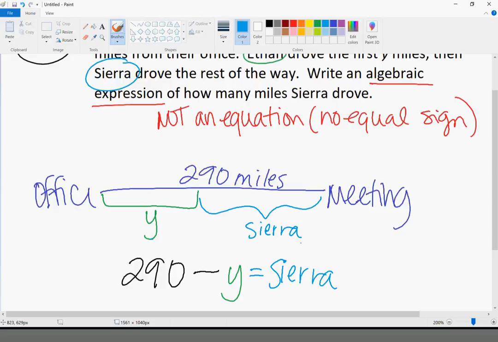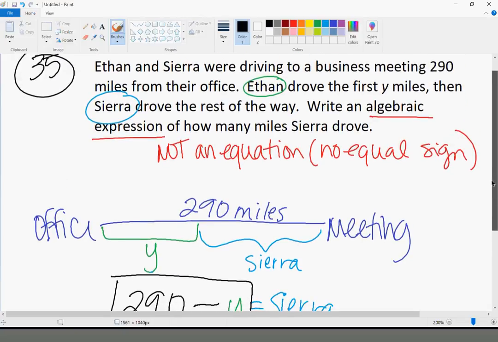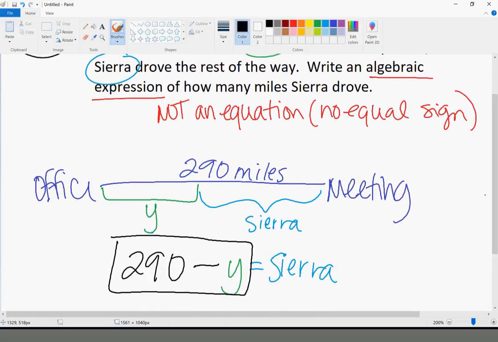But all they want is the expression of how many miles she drove, so all we need to write is this part. Okay? So the answer is 290 minus Y. That represents what Sierra drove. Okay? Any questions about that one?